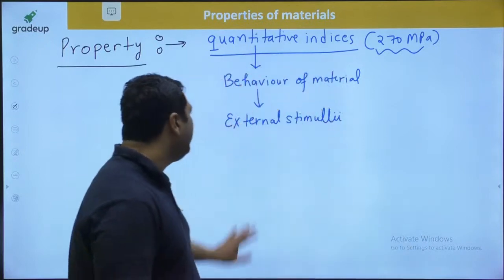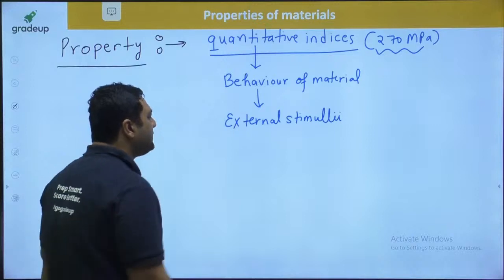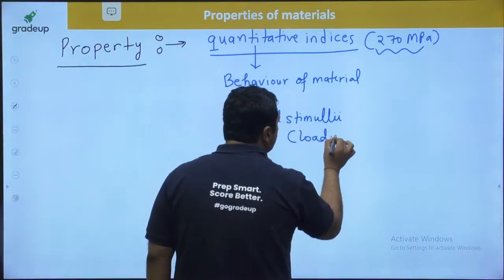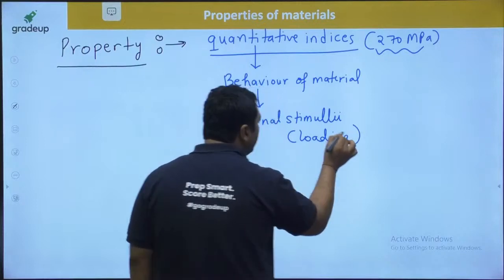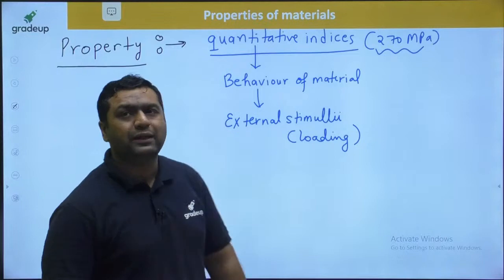Okay, so my dear, this is the quantitative indices given to the behavior of a material when it is subjected to some external stimuli. Stimuli means loading. So when you apply the external loading condition, only then can you see the behavior, and only then will you know the number.